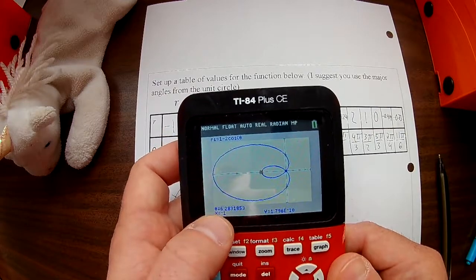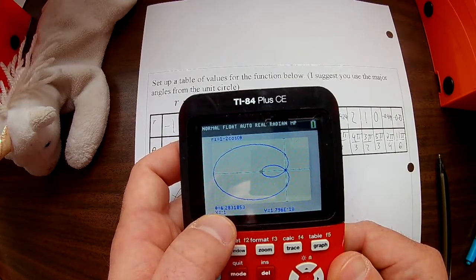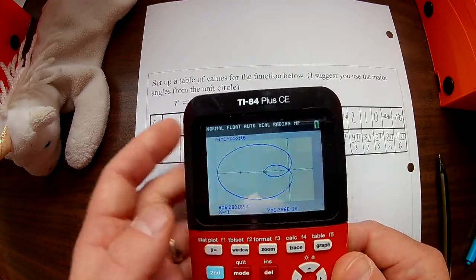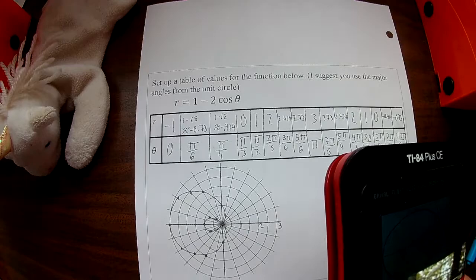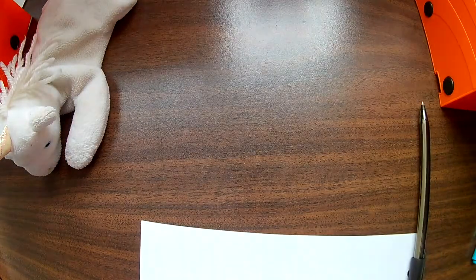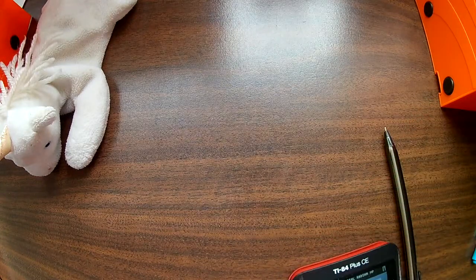So you can see here your theta is now 6.28, and that's 2 pi. So you're going to have to play around with that. I know on the homework tonight it does ask you how far do you have to go through one iteration of this curve. All right.